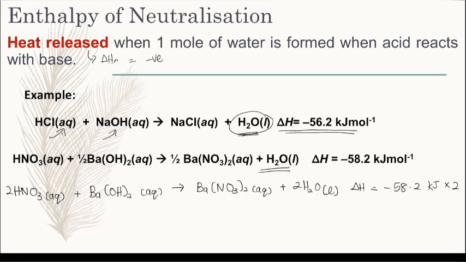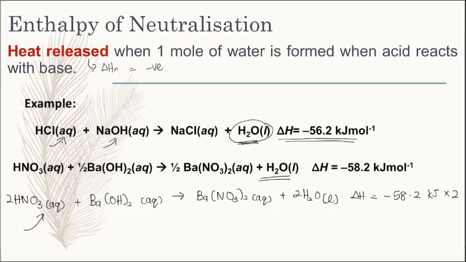The other way for you to balance this equation is this way. 2 moles of nitric acid plus 1 mole of barium hydroxide producing 1 mole of barium nitrate and 2 mole of water. In this case, the value of enthalpy will not be the same since the amount of water here is 2 mole of water. So the value of enthalpy will be different. You have to multiply the value of enthalpy for 1 mole of water by 2. So you have to be careful when balancing the equation according to the definition. When the definition says that the enthalpy of neutralization is heat released when 1 mole of water is formed when acid reacts with base, you have to balance the equation in a way that you will get 1 mole of water at the end of the reaction.